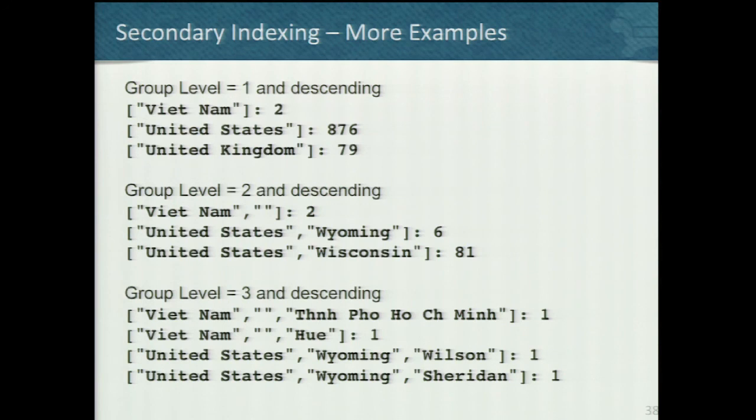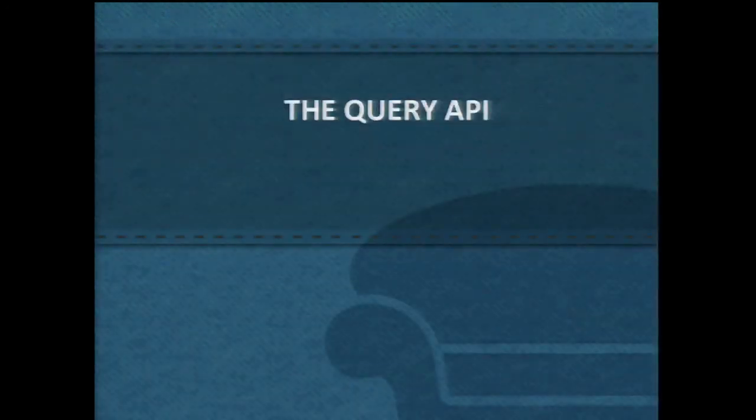So here's the interesting part, right? If I do a group level equal to 1, then it groups by country. If I do group level 2, then I do country and state. Group level 3, then it does country, state, and city, and so on. Okay? And we'll see some examples of that as well.